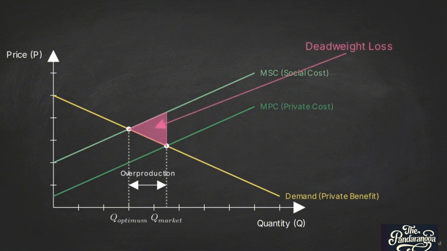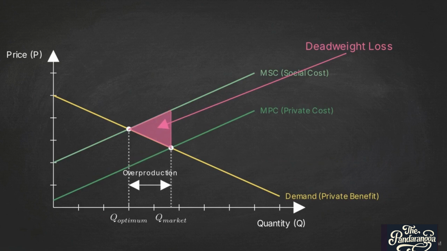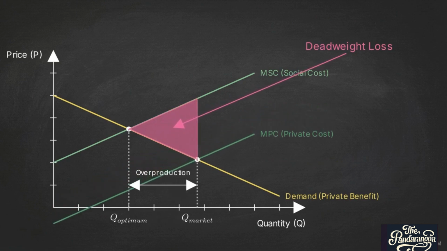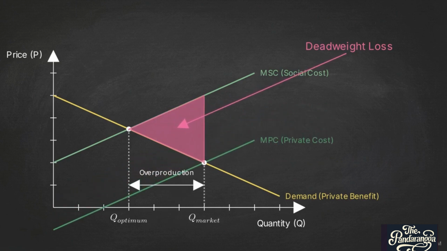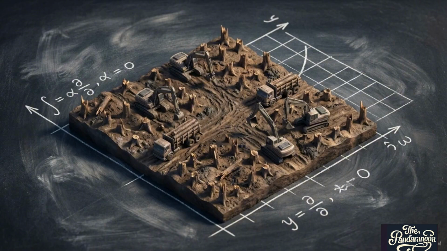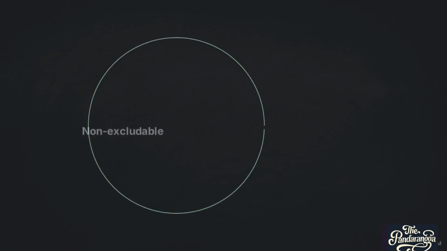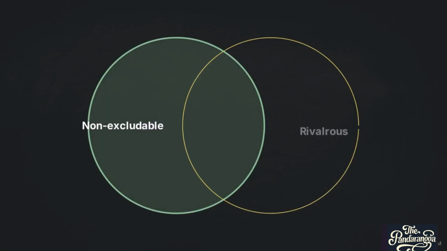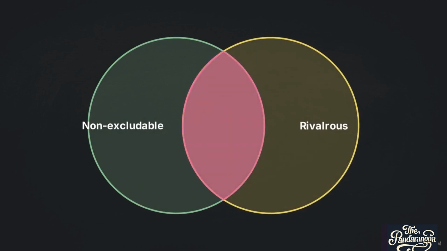The area shaded red represents the resulting inefficiency, deadweight loss. It is strictly defined as the zone where the true cost to society is higher than the value provided to the consumer. As production shifts right, past the social optimum, the loss expands. This deadweight loss is the engine of the tragedy of the commons. It occurs when goods are non-excludable, meaning you cannot stop someone from taking them, but rivalrous, meaning whatever one person takes leaves less for everyone else.